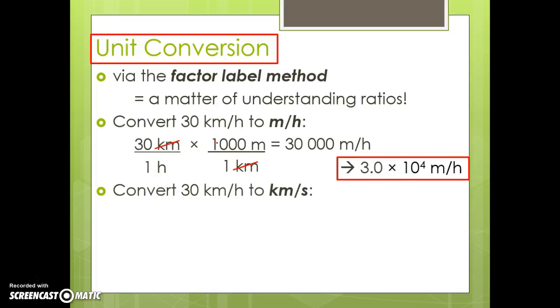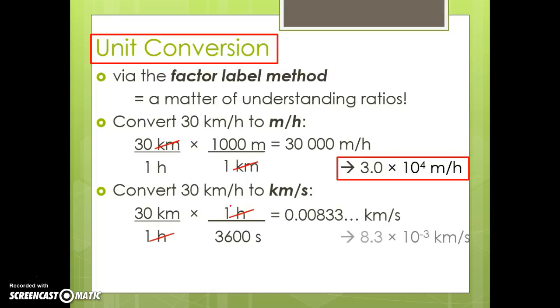And then sig digs, because we have to get 2 sig digs back. So if we were to convert this to kilometers per second, now we have to convert the hours into seconds. We keep the kilometers the same. We have to cancel out the hours, so hours and hours cancel out. And how many seconds are in an hour? Well, there's 3,600 seconds in an hour. So the hours cancel out, and 30 times 3,600 gets you that number. Sig digs gets you that number.